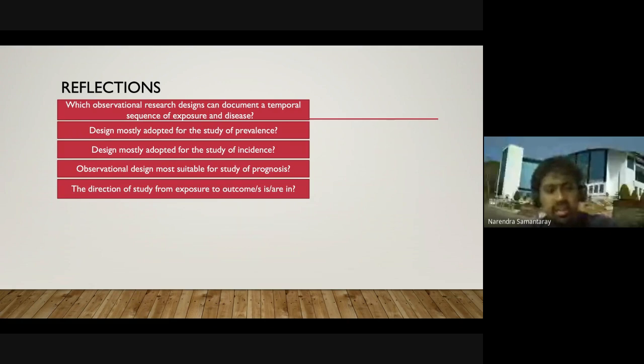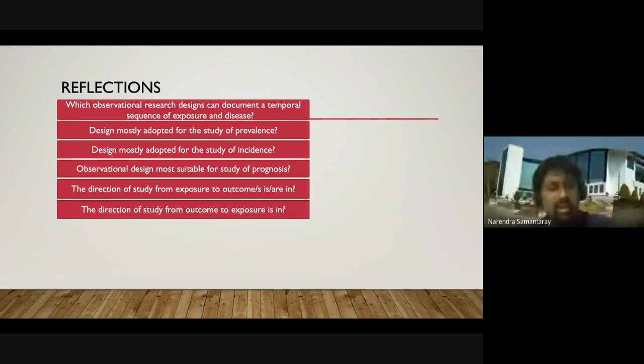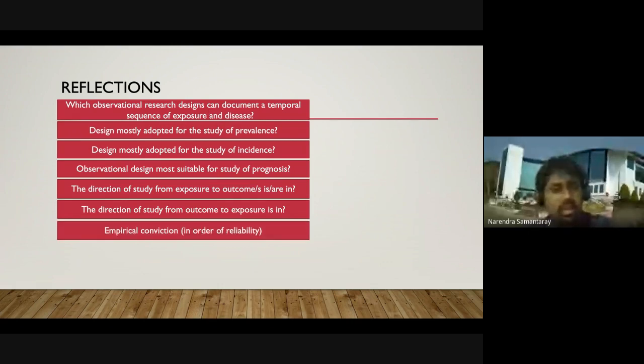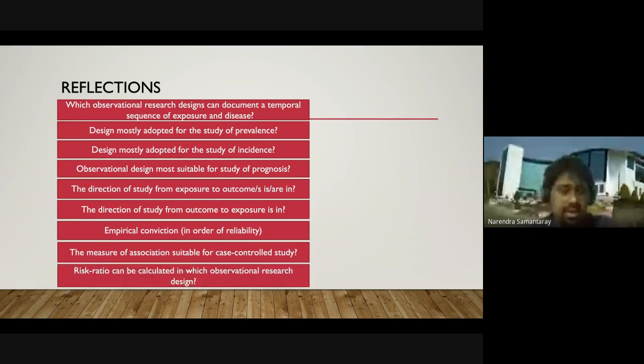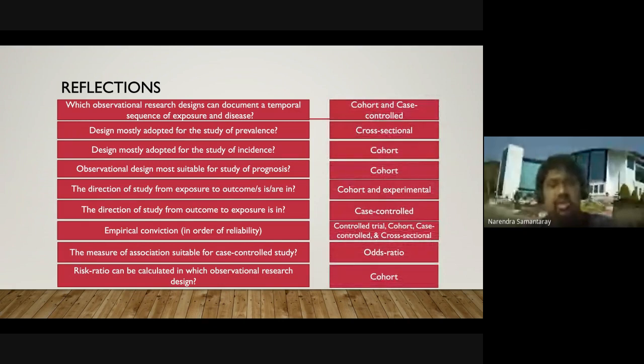The direction of study from exposure to outcome is in which kind of designs? The direction of study from outcome to exposure is in which kind of designs? Empirical conviction in order of reliability: which research design is considered to be highest in empirical nature? The measure of association suitable for case control study, whether that is relative risk, odds ratio, or what? Risk ratio can be calculated in which observational research design? So this is the answer related to it.